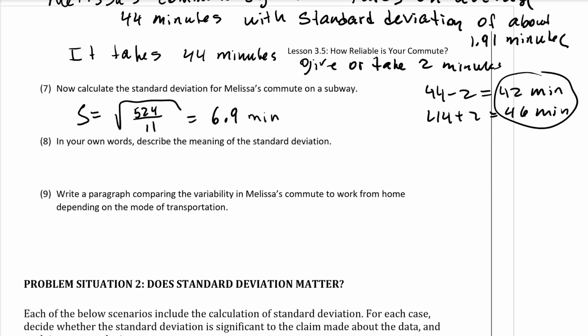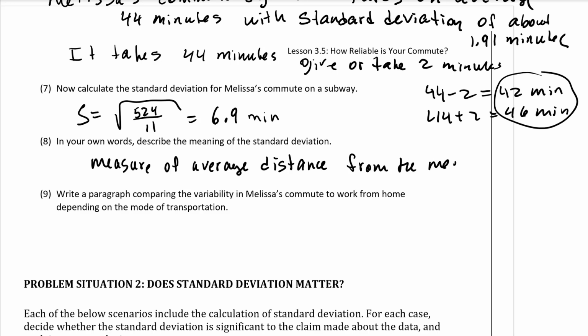All right, so the standard deviation is a measure of average distance from the mean. So it tells us where the data are located relative to the mean, to the arithmetic average. All right, and I'll ask you to write a paragraph, or maybe 2 sentences, comparing the variability in Melissa's commute to work from home depending on the mode of transportation.